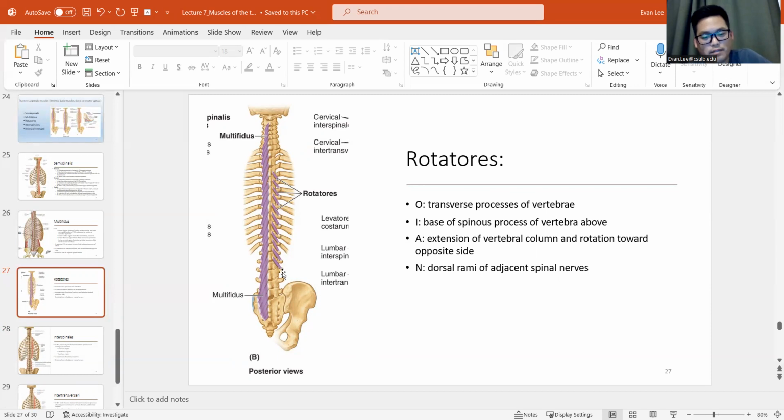It does go from transverse to spinous process, but in this case, just to the vertebra above it. So these will be relatively short and a little bit more slanted because they're more angled and shorter muscles. So transverse process to the next spinous process, transverse process to the next spinous process, and the rotatores go up along the vertebrae, which means that it will help with, as usual, extending the vertebral column and rotating it as well.